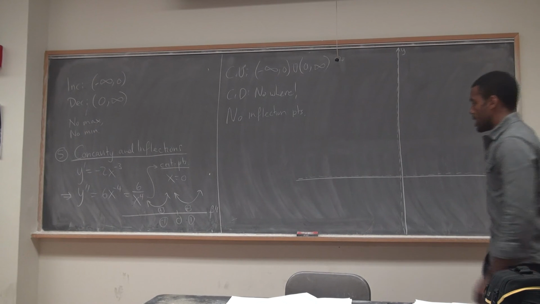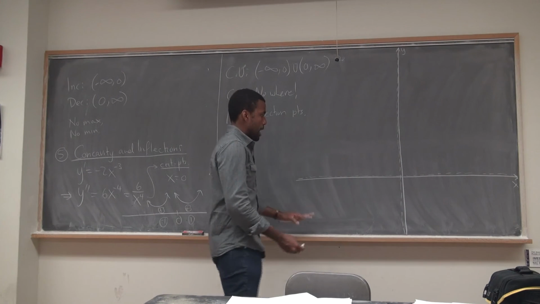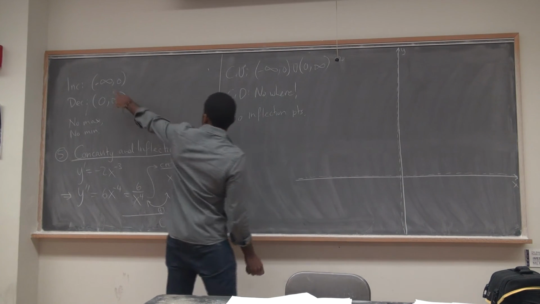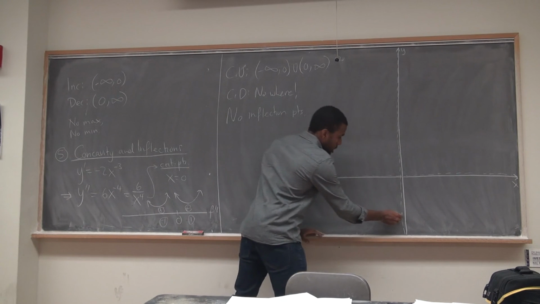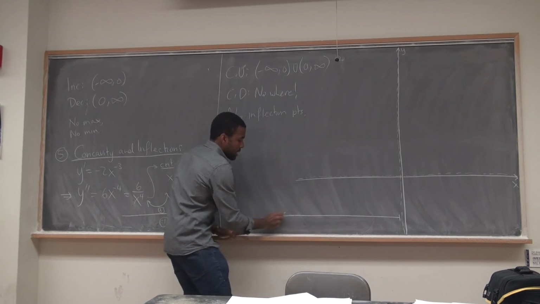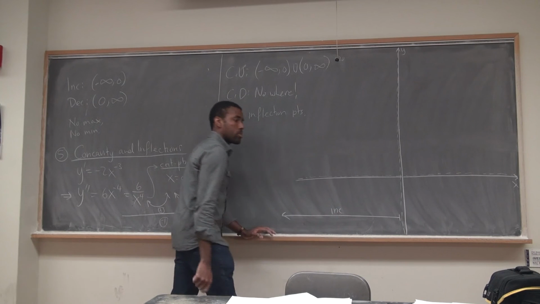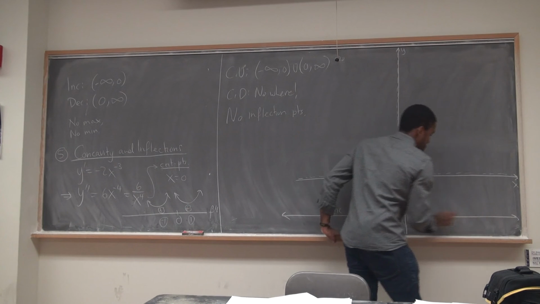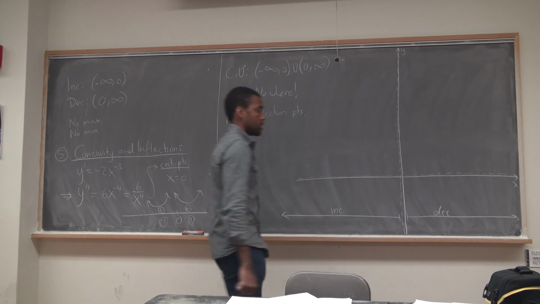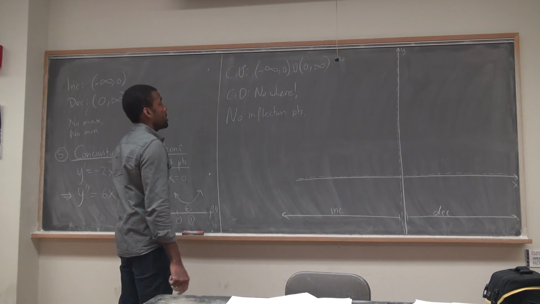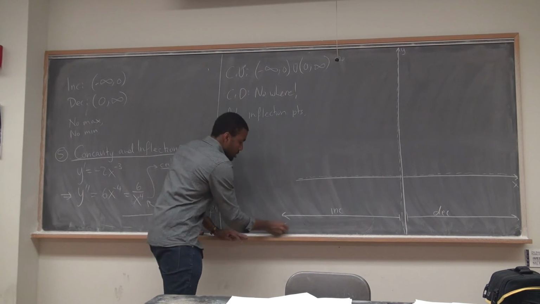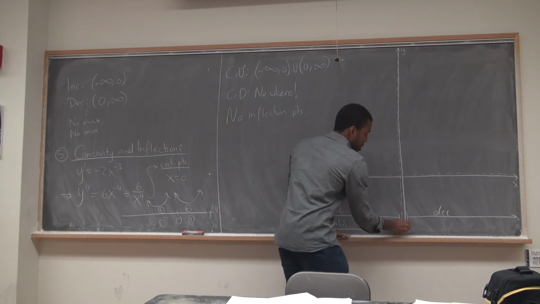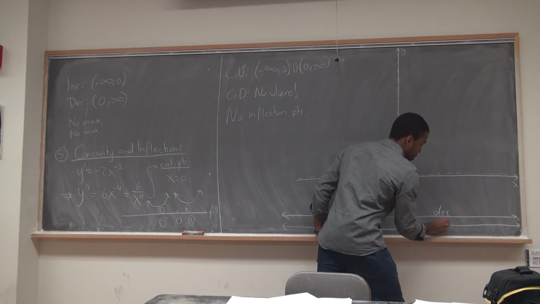And what you do is, I like to put at the bottom just how am I increasing and decreasing. So for example, I know I'm increasing from negative infinity to 0. From 0 all the way forward, I know I'm decreasing. So I write DEC. Then I'm going to look at my concavity. I'm concave up pretty much everywhere. So from 0 all the way here, I'm concave up, CU. And from here all the way back, I'm concave up.